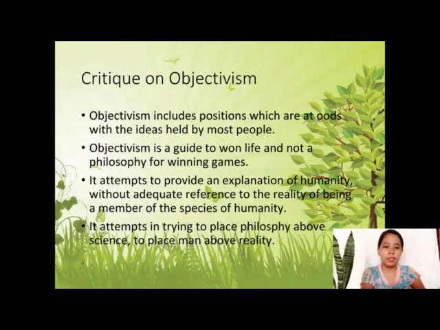Critic on objectivism. Objectivism includes positions which are at odds with the ideas held by most people. Objectivism is a guide to winning at life and not a philosophy for winning games. It attempts to provide an explanation of humanity without adequate reference to the reality of being a member of the species of humanity. It attempts to place philosophy above science, to place man above reality.